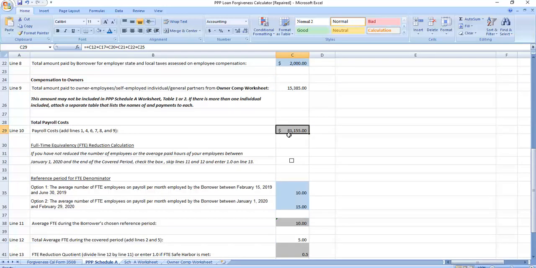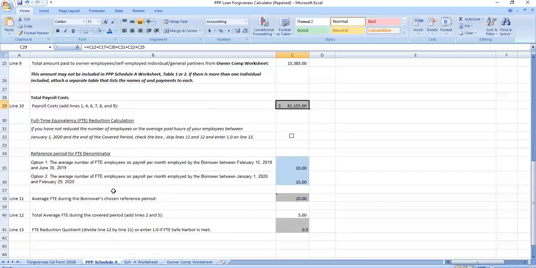Now, as you could see, this total payroll cost does go into our main application. Now a couple of other items to look at here. Full-time equivalency reduction calculation. If there were no reduction in number of employees or the average paid hours of your employees between January 1st 2020 and the end of the covered period, then you can skip these calculations. So you can skip lines 11 and 12 and enter 1 on line 13.